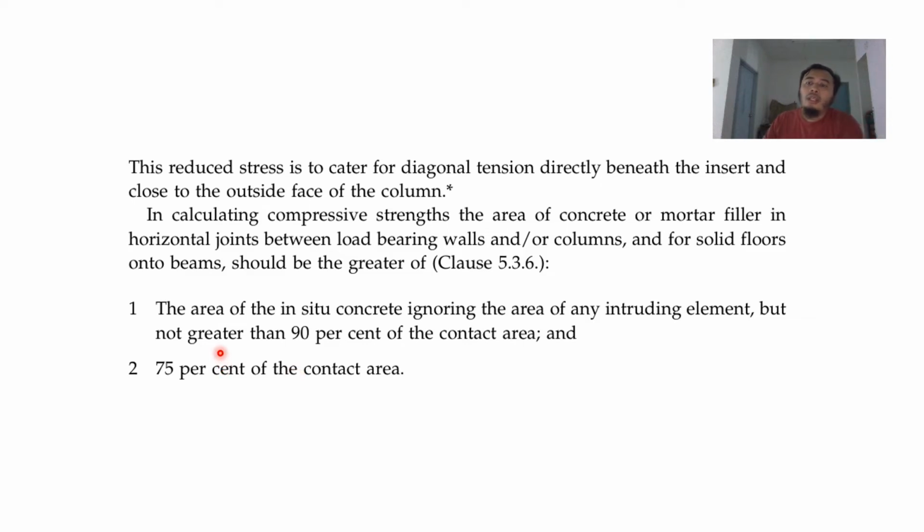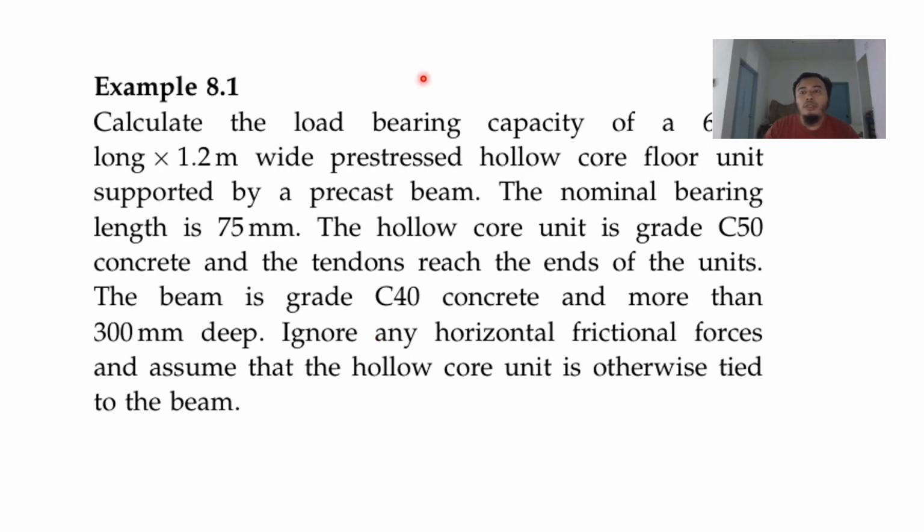These are some of the clauses. So when you're specifying your bedding or bearing size, there are two additional clauses to be followed. It needs to be 75% of the contact area, and larger than the area of the in situ concrete, but not greater than 90%. So you base it on the contact area, but you play around within 75 to 90%. So let's take a look at example number 1.